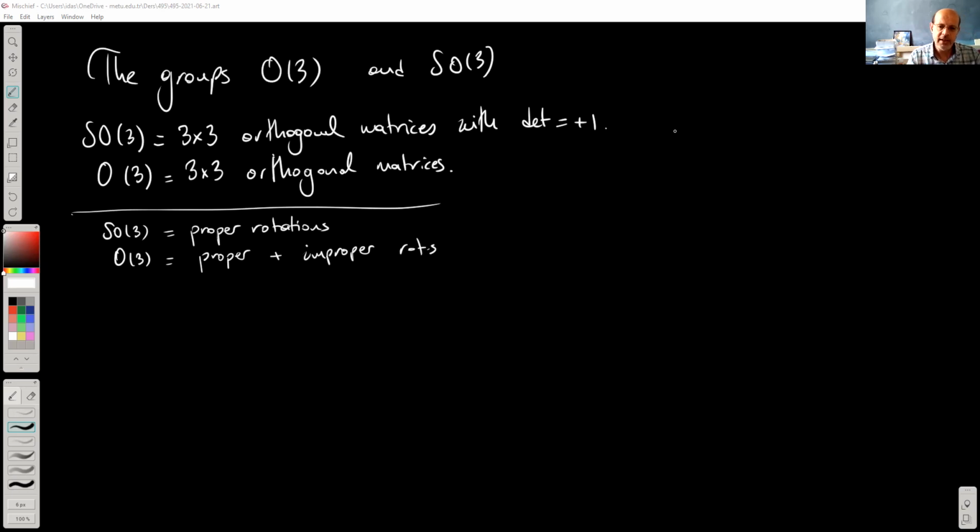And then I'm going to talk about some representations, some particular representations, all right? So in any case, let's remember this. O3 is the orthogonal group. It's basically the 3x3 orthogonal matrices. So whenever I say orthogonal, these are all real orthogonal, obviously.